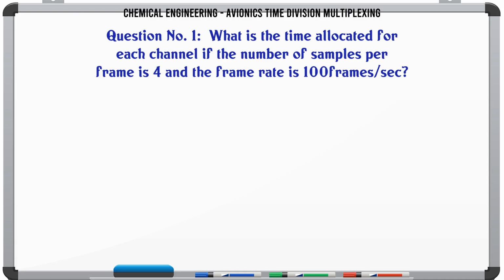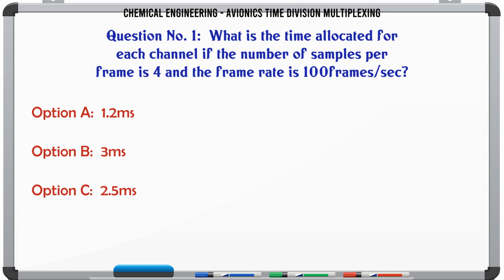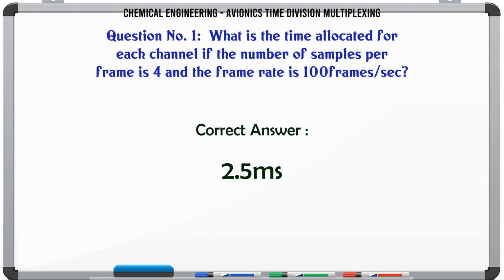What is the time allocated for each channel if the number of samples per frame is 4 and the frame rate is 100 frames/sec? A. 1.2 ms, B. 3 ms, C. 2.5 ms, D. 0.54 ms. The correct answer is 2.5 ms.